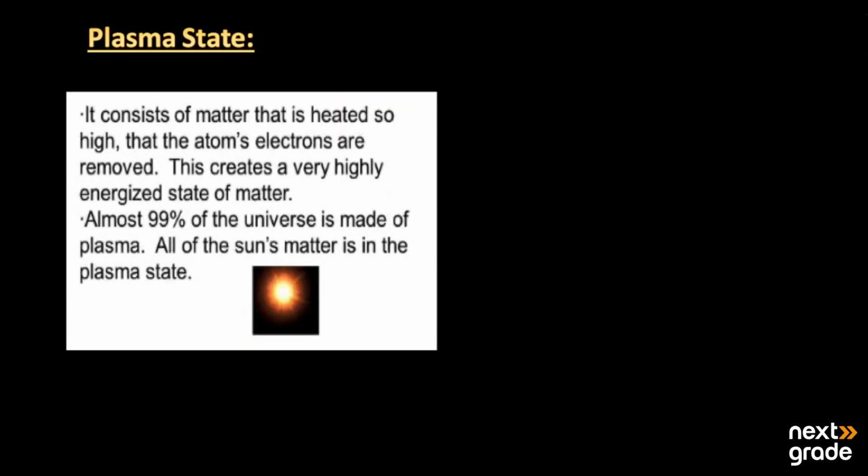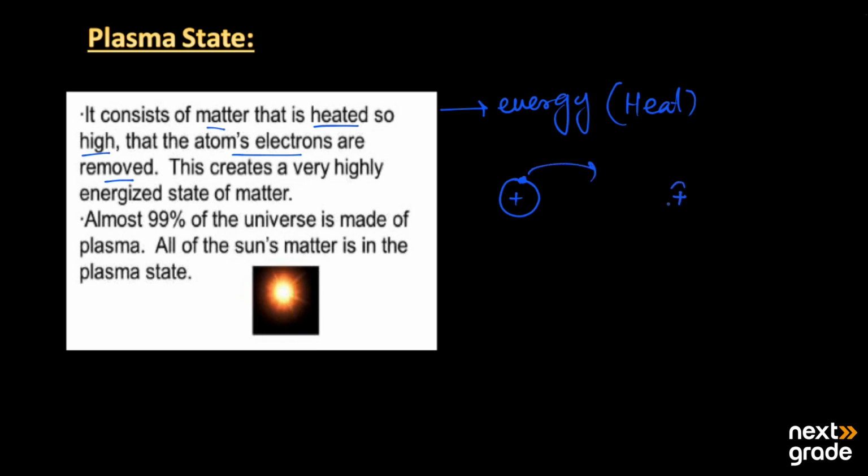Now a simple explanation of the plasma state. Plasma consists of matter that is heated so high that we provide energy in the form of heat so that the atom's electrons are removed. For example, here we have an atom with an electron, and we want to remove that electron. After the removal of the electron, this is the situation.